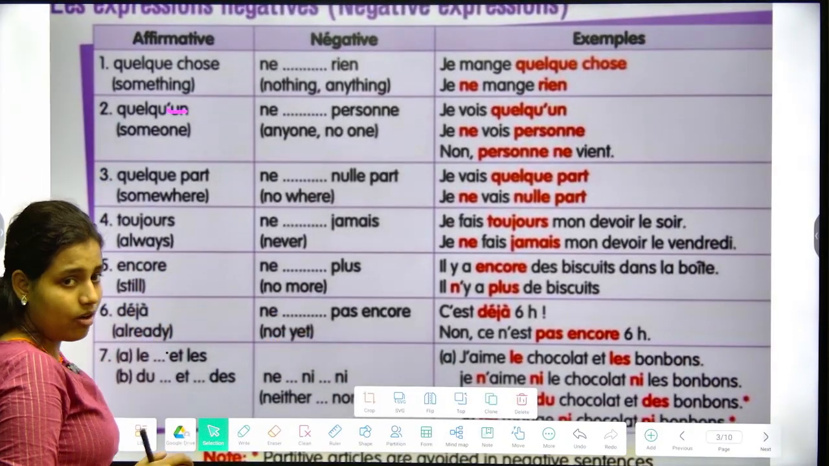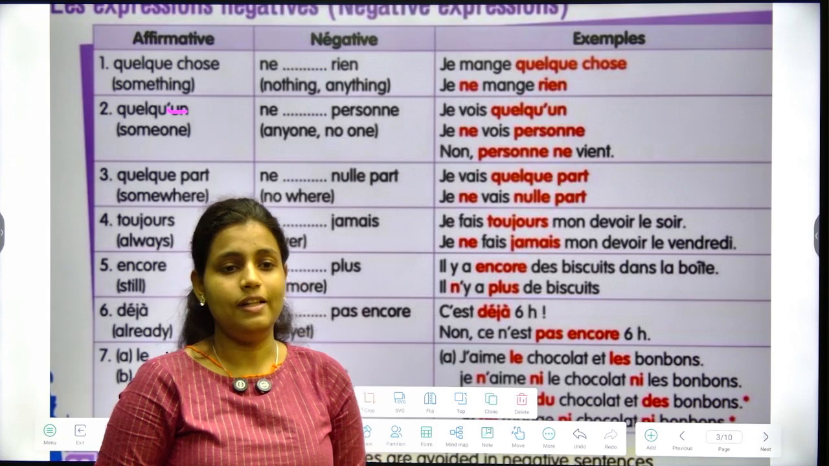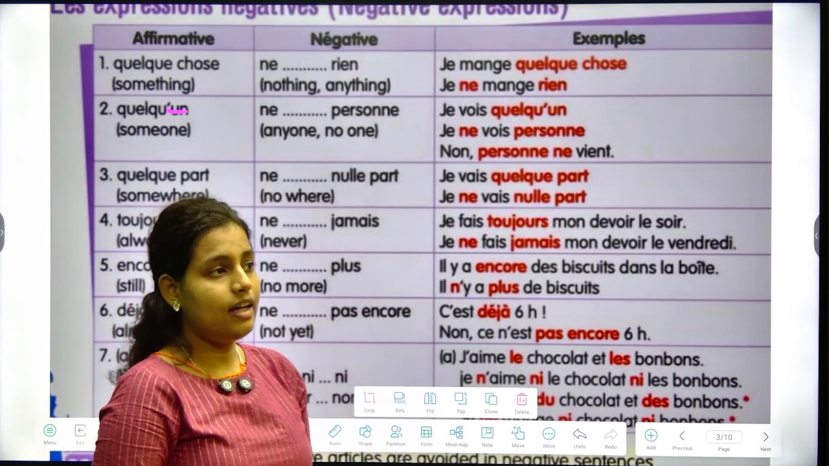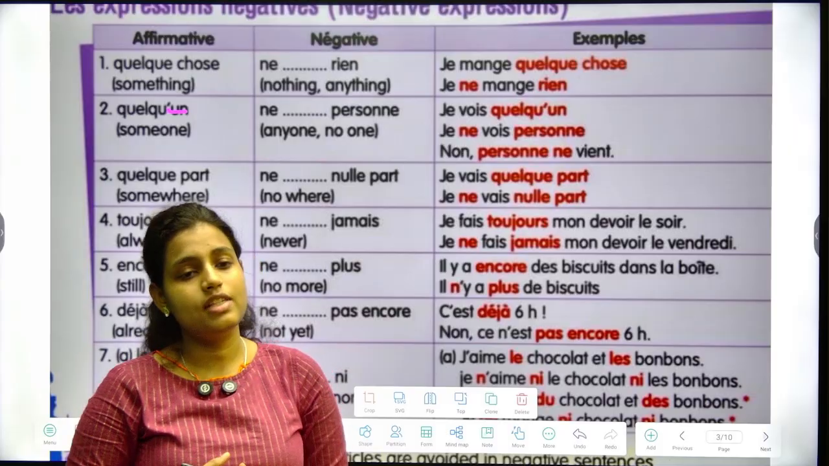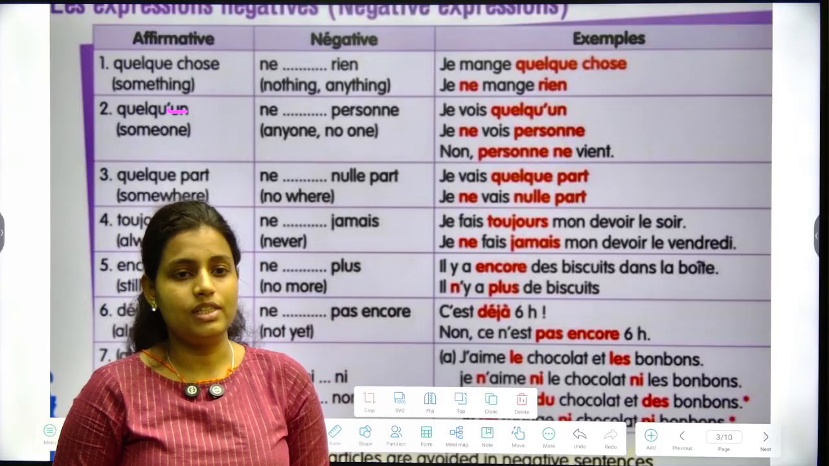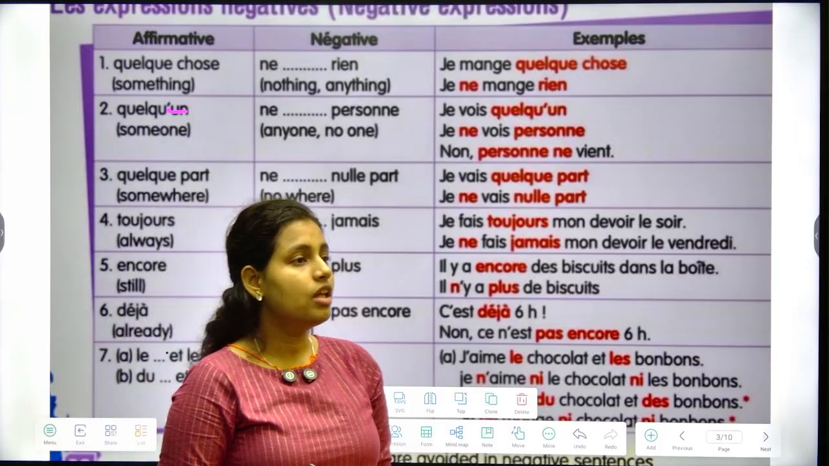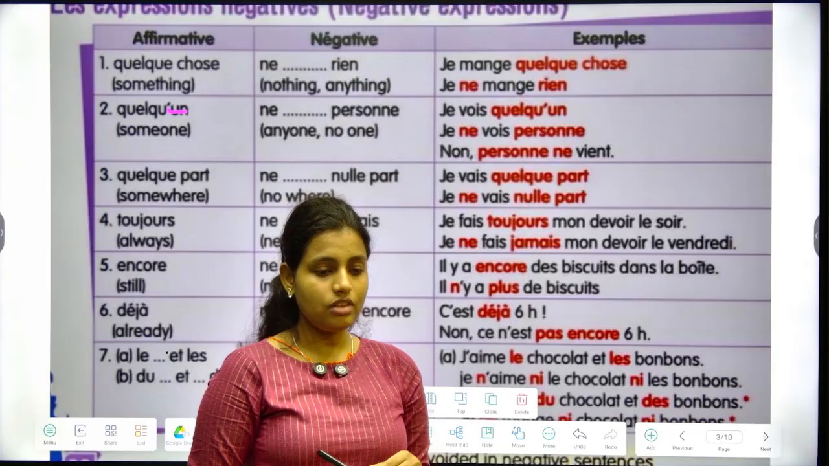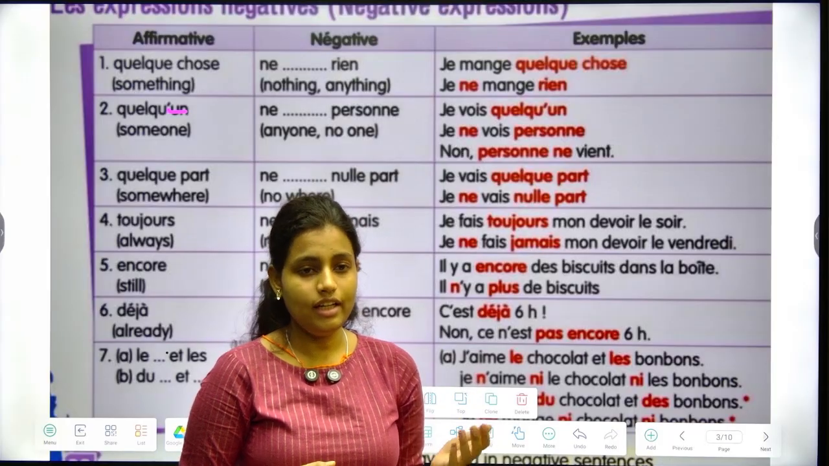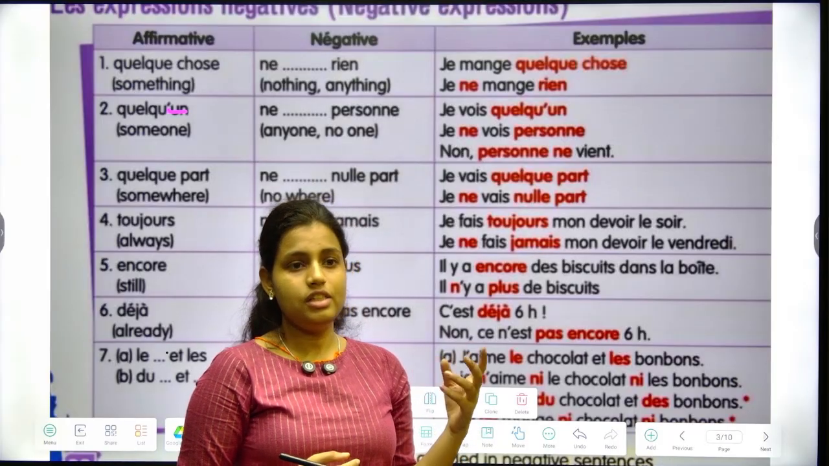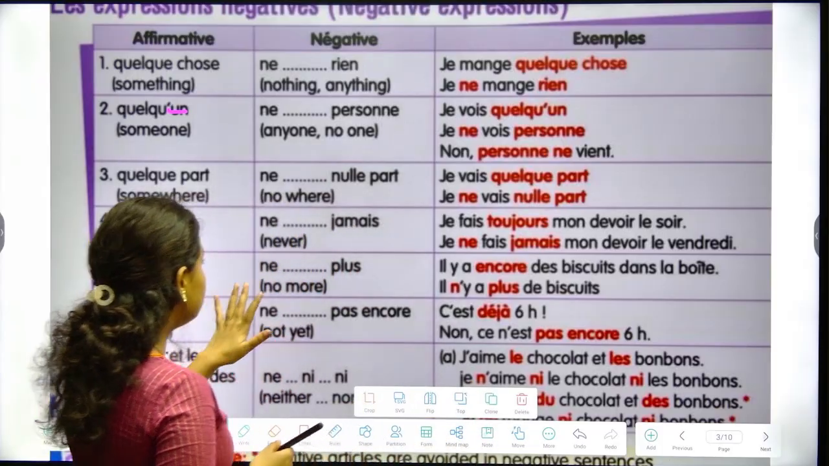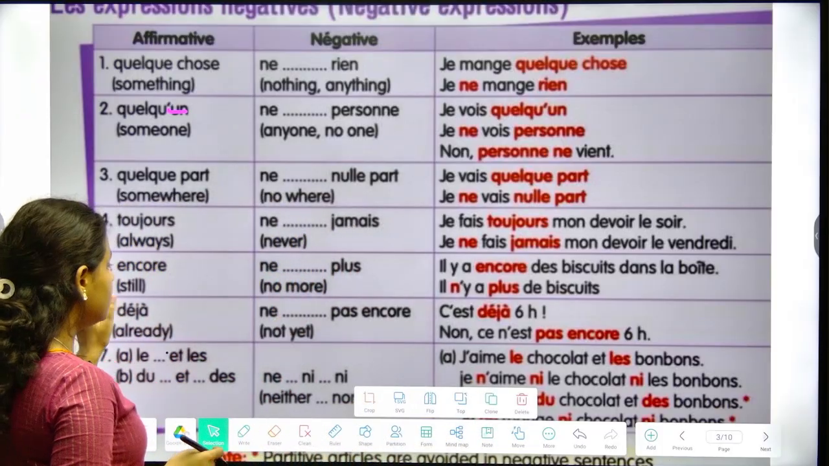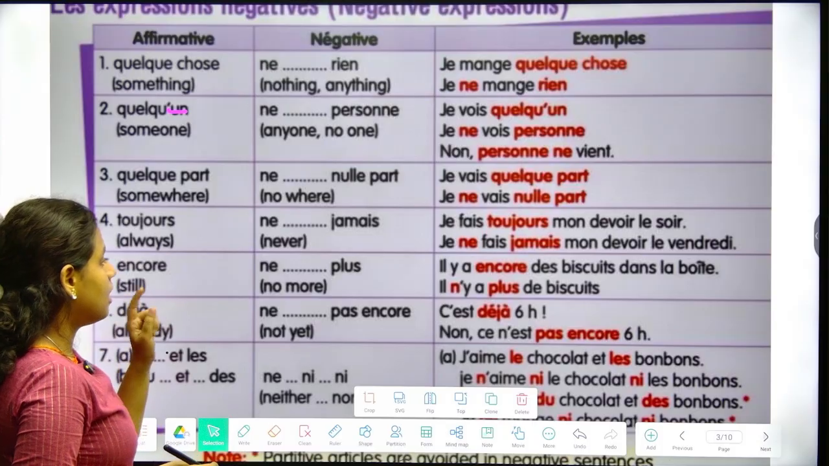Then the fifth marker here is encore. Encore means still. So when you say, is there still biscuits in the box? When we negate, we say, no, there are no more biscuits in the box. Or you say, no, not yet. Like, are you still writing? So no, not yet. That is ne plus.